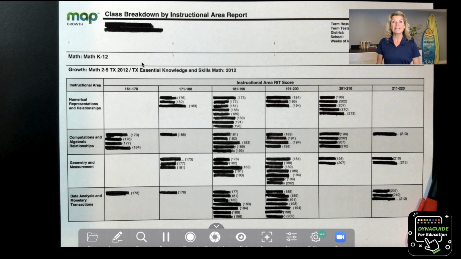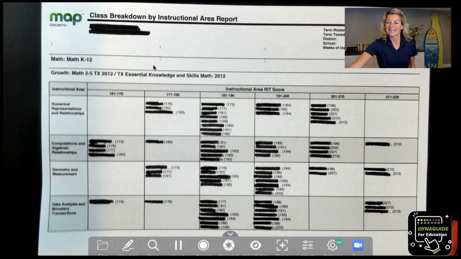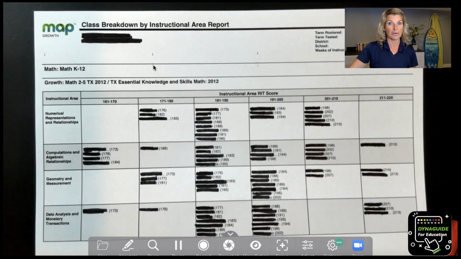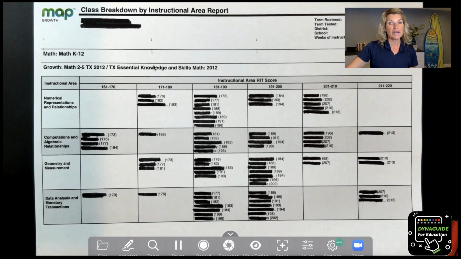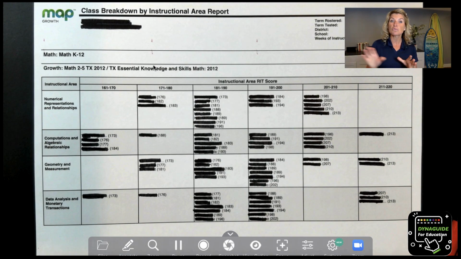All right, today I'm going to be looking at the class breakdown by instructional area report. The MAP breakdown by RIT is printable, and I like to print it out because it's just a guide that I have when I'm planning for an upcoming unit or lesson. Today I'm going to talk about how we can take this one report and break it into the different instructional areas and really focus in on that differentiation.